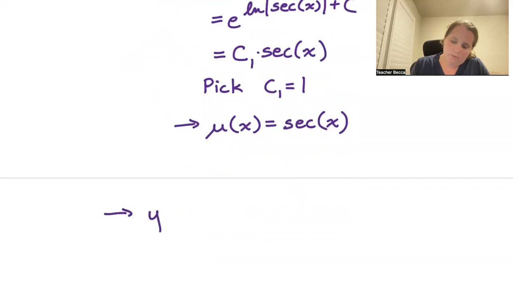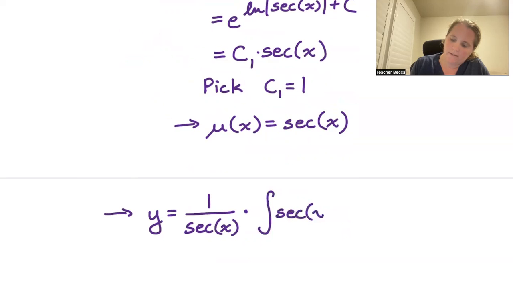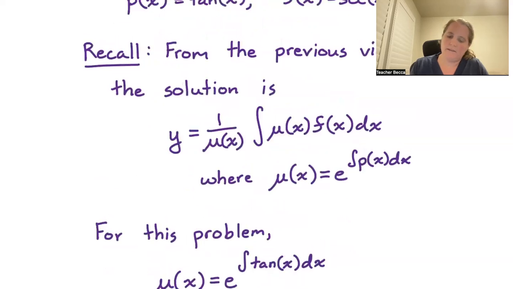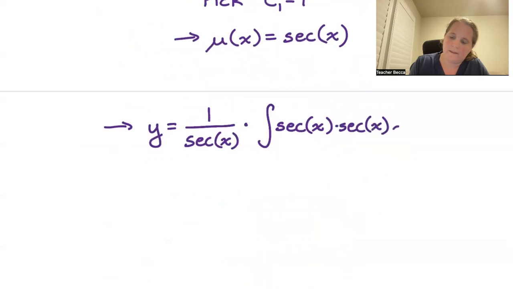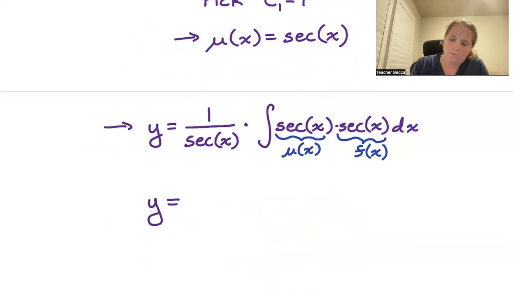Therefore, we have that y is equal to 1 over the secant of x times the integral of secant of x times f of x, which is also secant of x, and then dx. So this first secant x is our mu of x. The second secant x came from our f of x. So we are looking at y equals 1 over secant, which is just cosine x, then we have the integral of secant squared x dx.